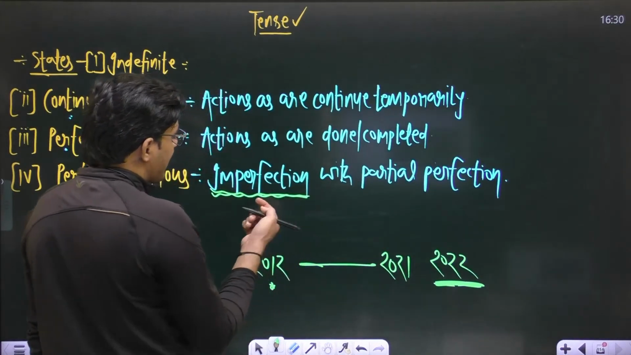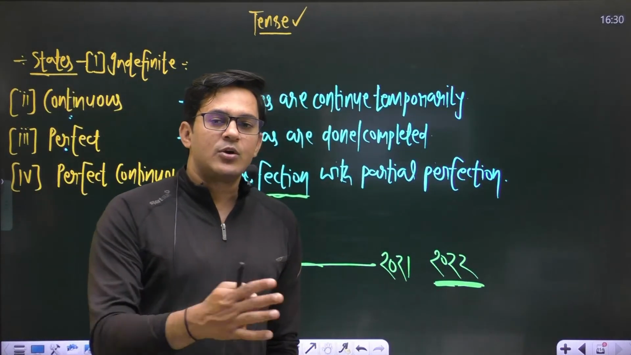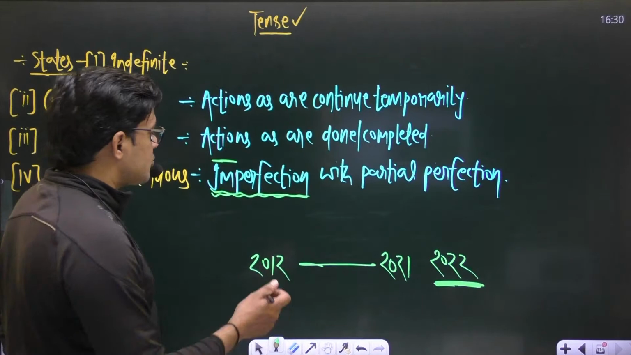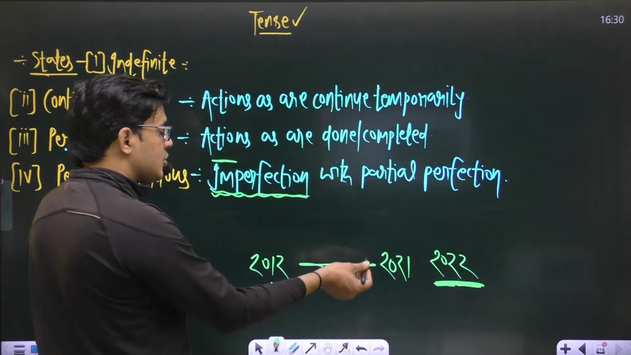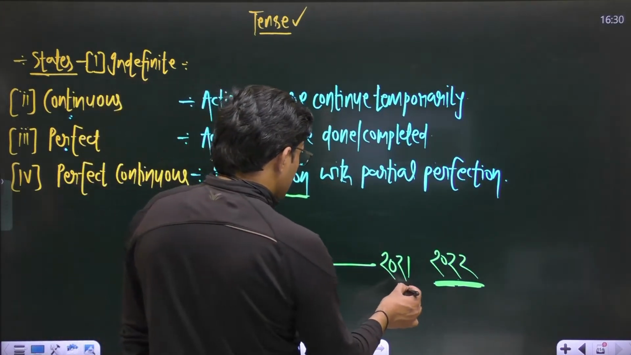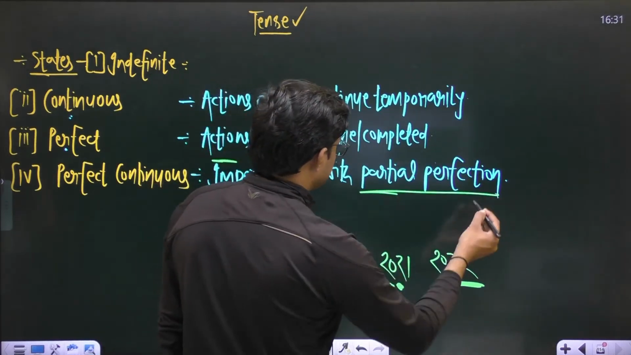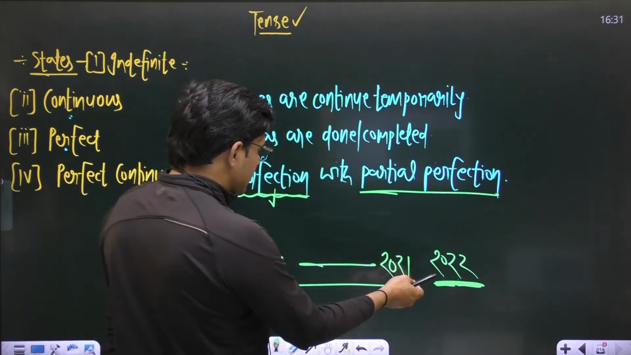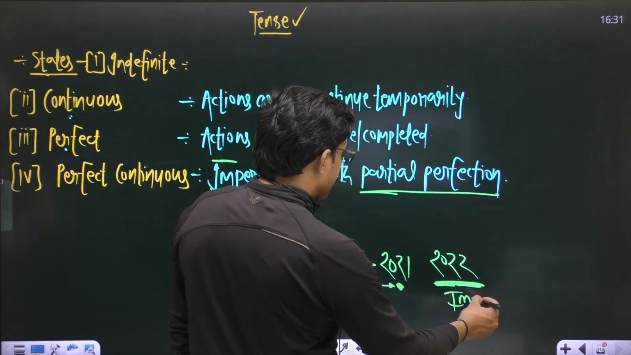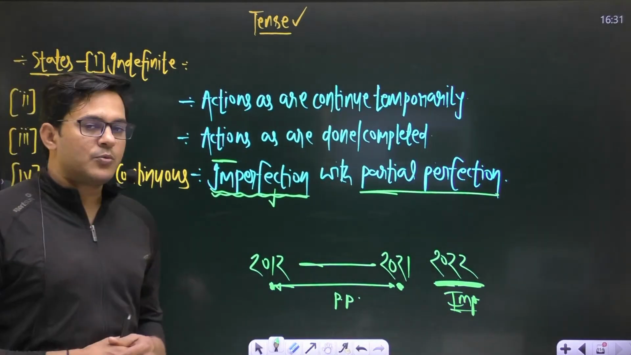So in 2022, this state is in imperfection. Imperfection means not perfection, whatever is going on temporarily, whatever is moving, whatever continues. So in 2022 this action of teaching is in imperfection, and from 2012 to 2021 it shows partial perfection. To talk about such actions, we always use the perfect continuous state, right?